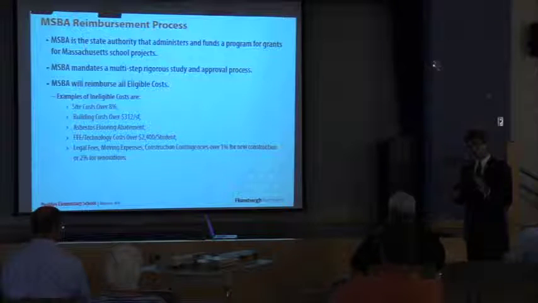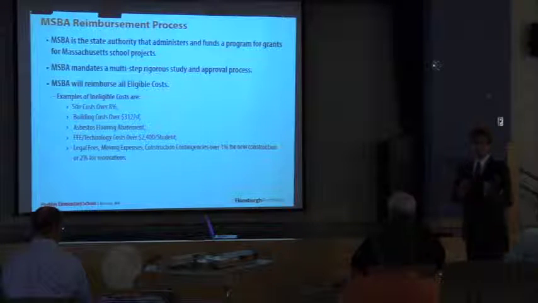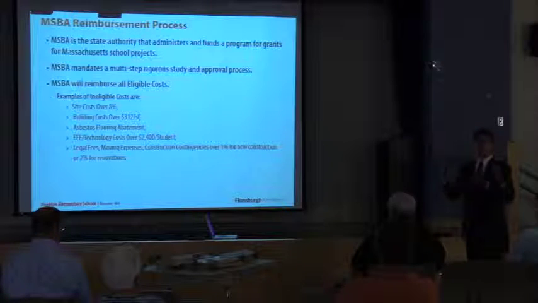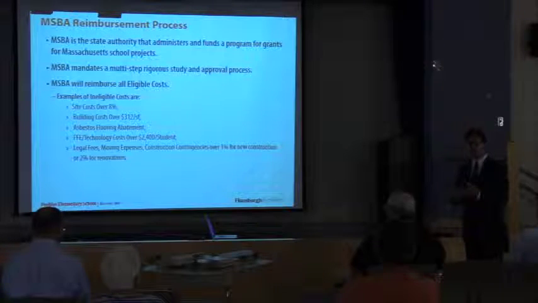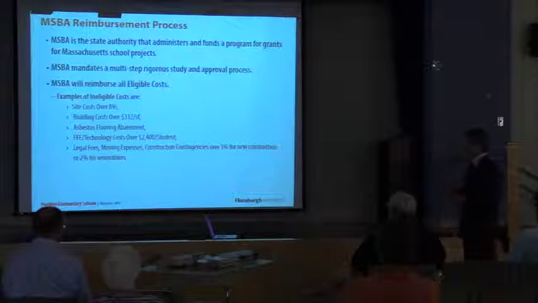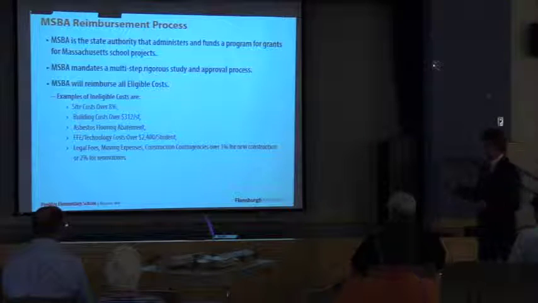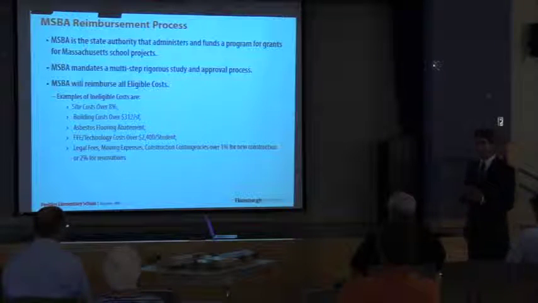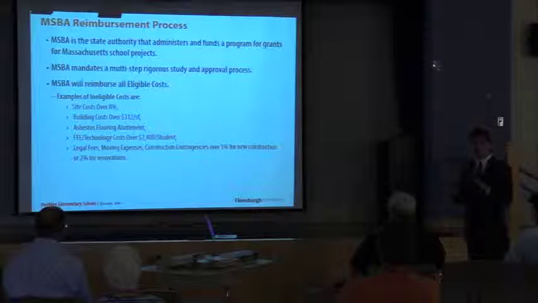Recognizing that some are urban projects, some are very rural projects, some are very suburban projects, some have large football stadiums, some have no football stadiums. So these are metrics that they develop to kind of level the playing field. So site costs over 8% of the building costs are ineligible. The state just treats that same metric evenly across the Commonwealth.